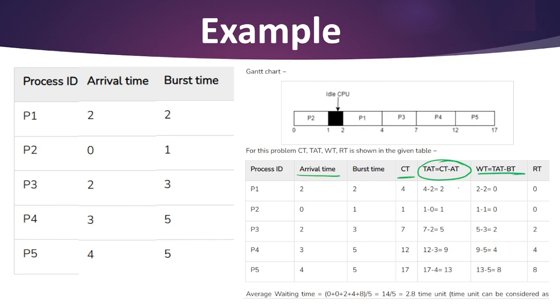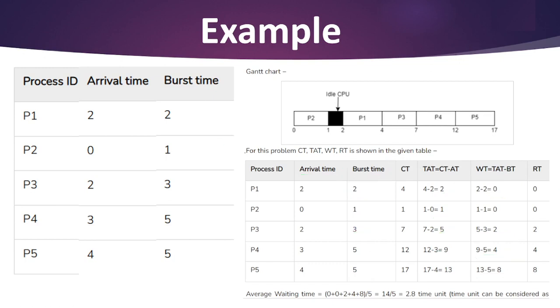Next you need to find the waiting time. Waiting time is nothing but the turnaround time minus burst time. So 2 minus 2 is 0, 1 minus 1 is 0, 5 minus 3 is 2. Then we have 9 minus 5 is 4 and 13 minus 5 will be 8. So this is the waiting time.